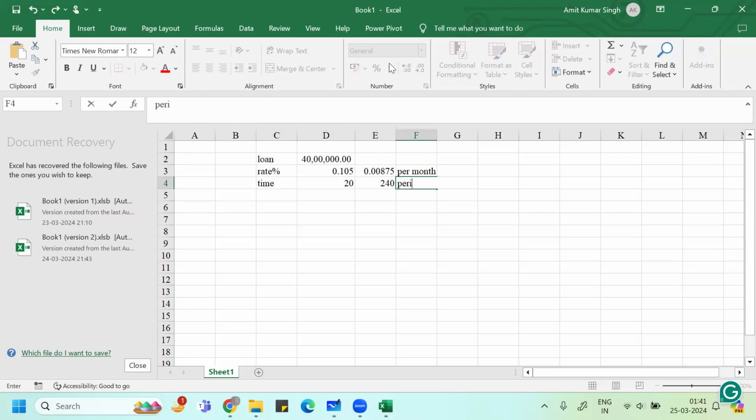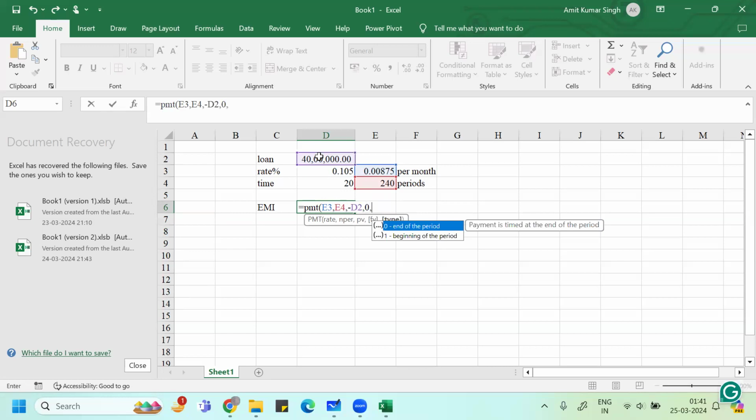So if you want to calculate the EMI, you have to use the PMT function. Here the rate would be 0.875%, and the time period, NPER, would be 240. PV is the present value of the loan, which is 40 lakh rupees. FV will be zero and type will be zero.